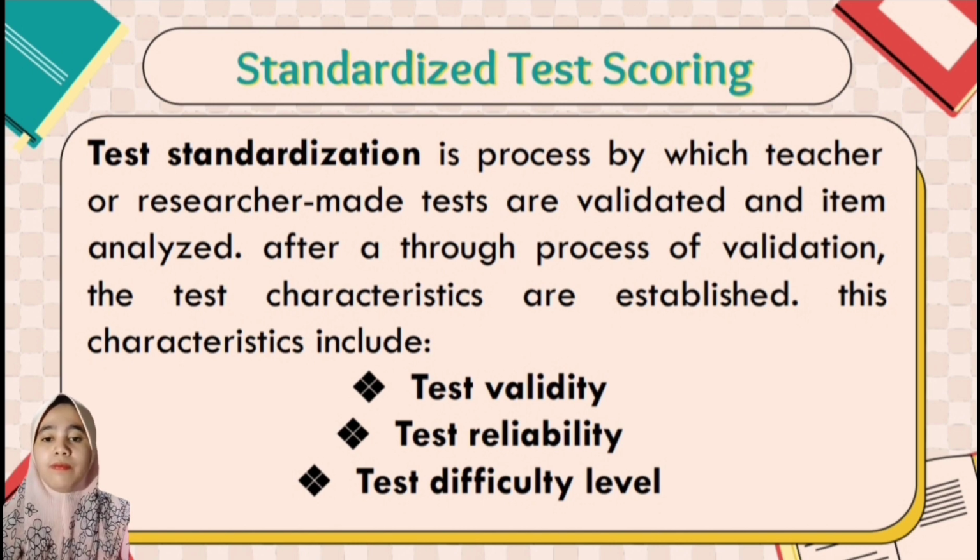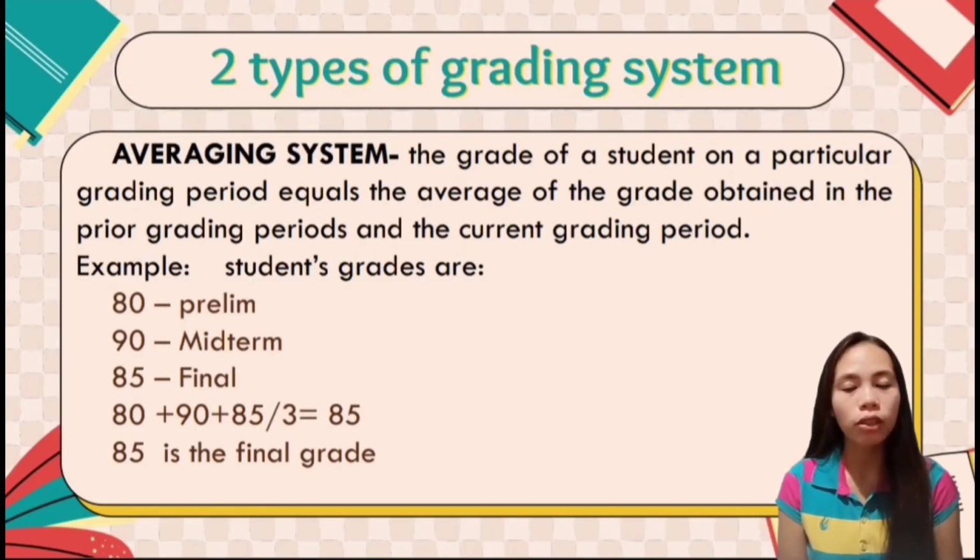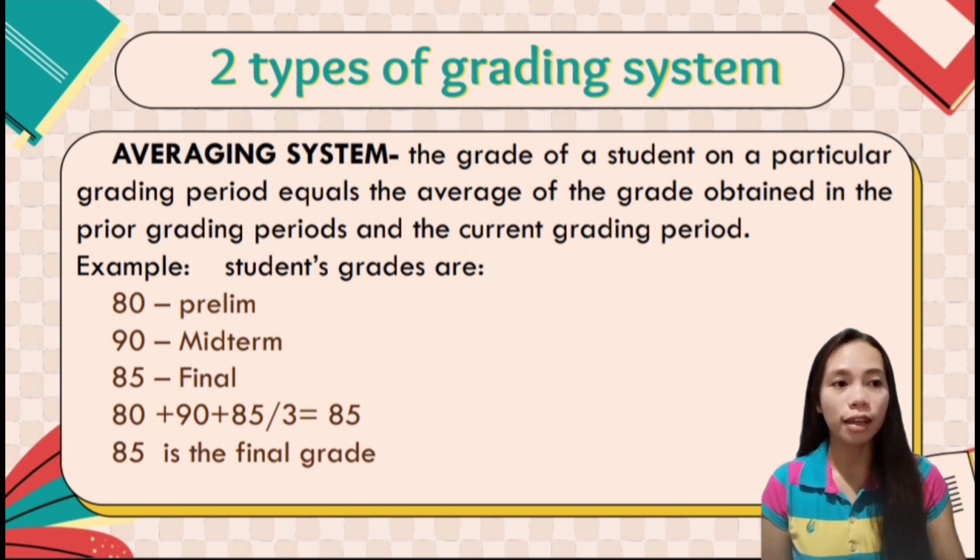So the next topic is all about the two types of grading system. What are the two types of grading system? The two types of grading system are the cumulative and the averaging system of grading. But first we have to discuss what the averaging system is. In the averaging system, the grade of a student in a particular grading period is equal to the average of the grades obtained in the prior grading periods and the current grading period.